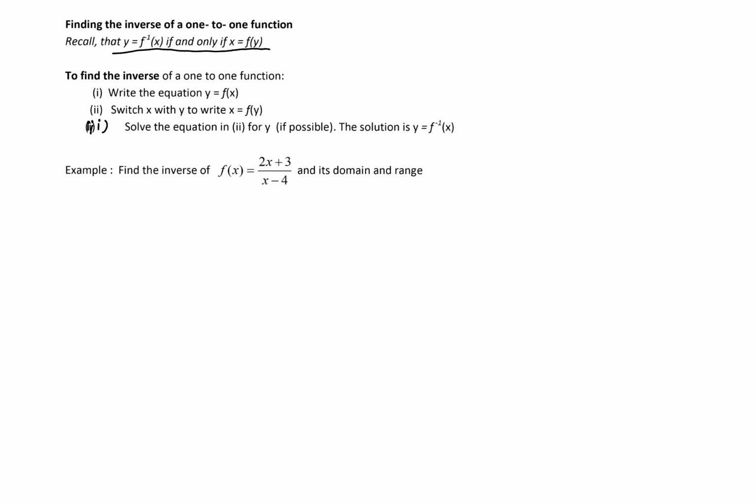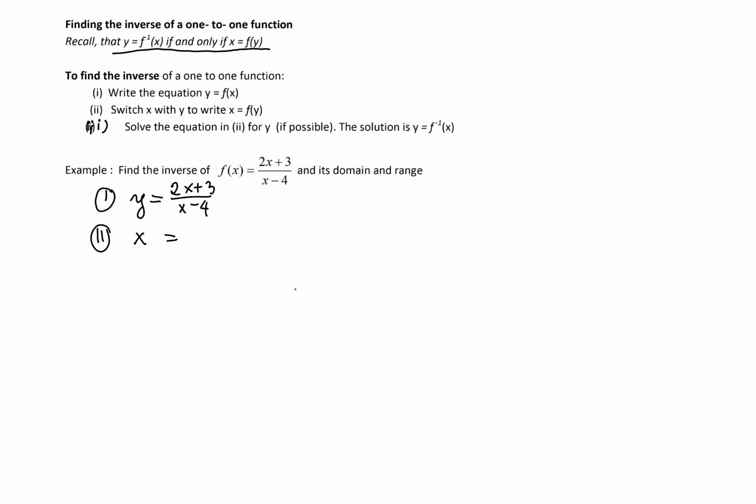Let's look at the example. Find the inverse of the function f of x equals 2x plus 3 over x minus 4 and its domain and range. We'll follow the steps indicated above. So the first step is to have the y introduced into the equation. So instead of f of x, we write y, and therefore y will be 2x plus 3 over x minus 4. The second step is to switch x's and y's.